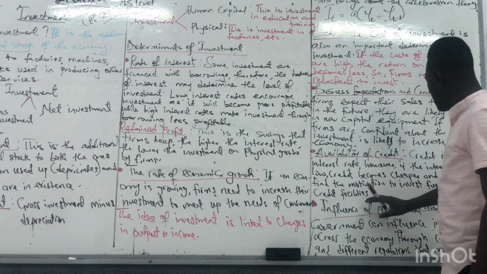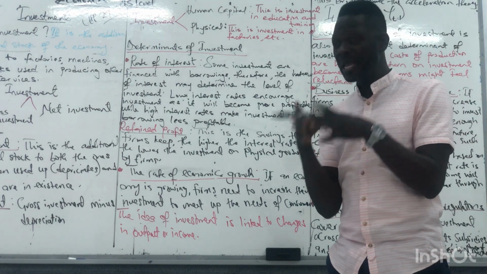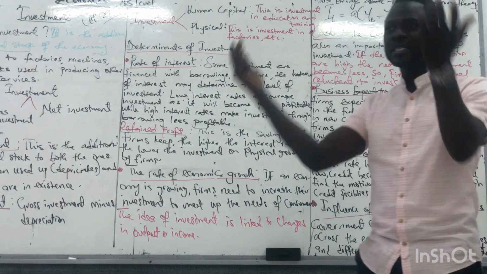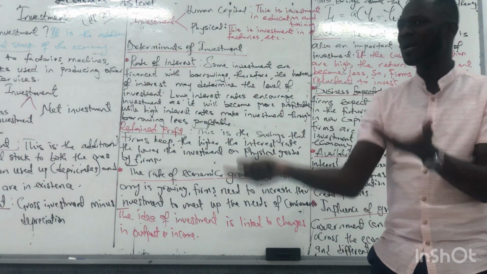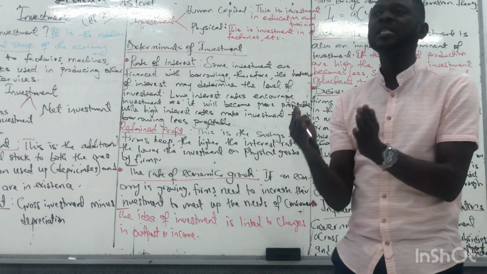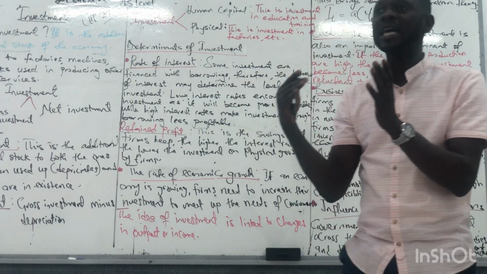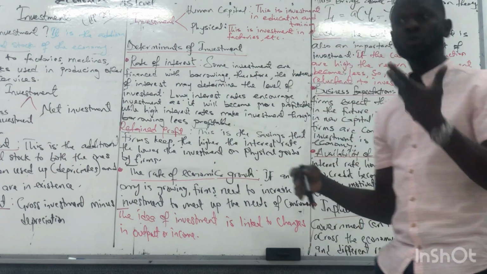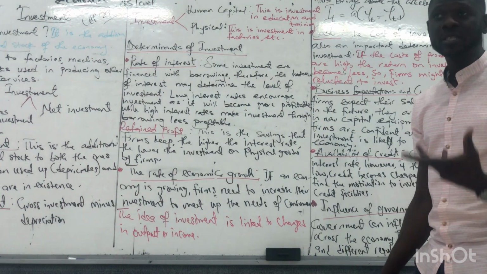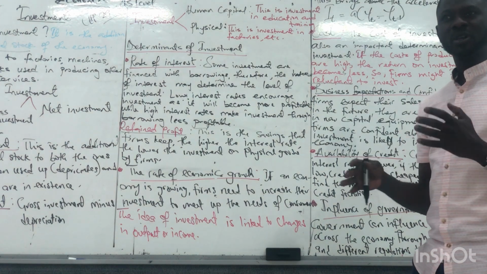And the last one, influence of government and regulation. Government also plays an important role in the investment of the economy, because government has policies that it can make, like taxes, fiscal policy, and monetary policy, to encourage investment. So if these policies are friendly with investors, they will want to invest more. But if these policies are difficult for businesses or investors to abide by, they will stop investing. That is the point about government influence.